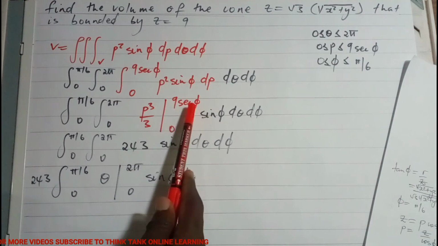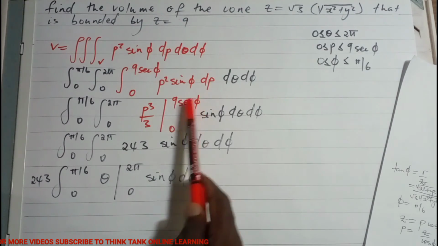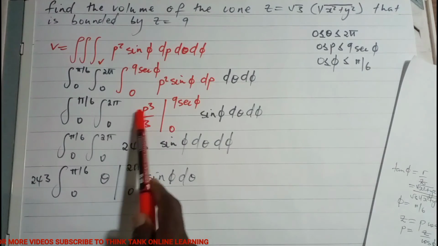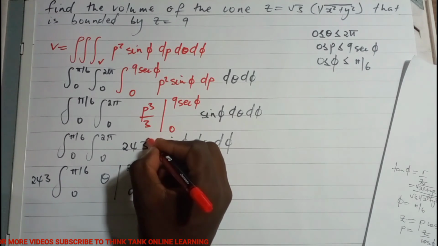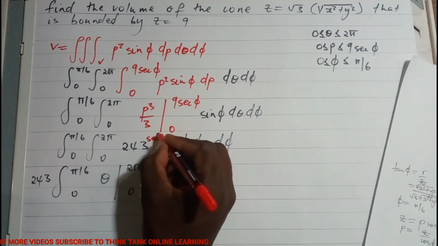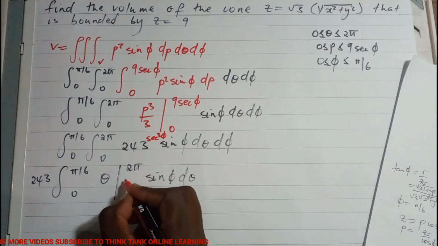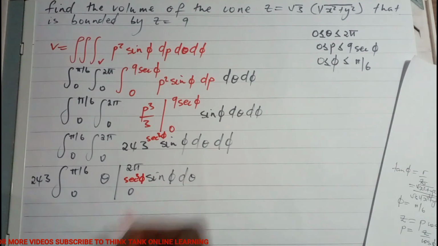The limit for phi here was 9 sec theta, so that means the limit for rho to the power 3 is going to give us 243 secant to the power 3 phi. That same applies here, so we're going to get secant to the power 3 phi. Sorry for forgetting that.